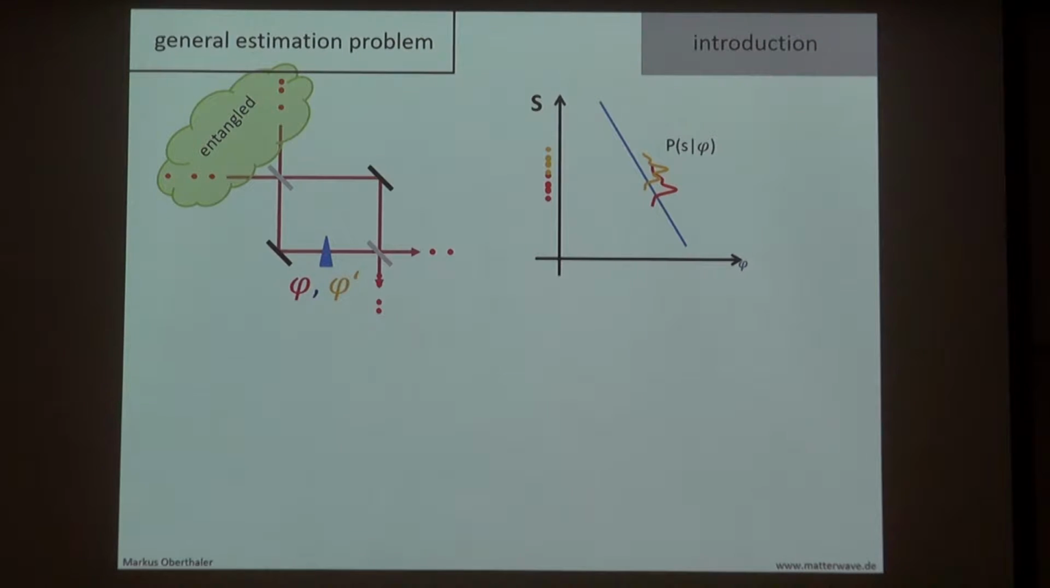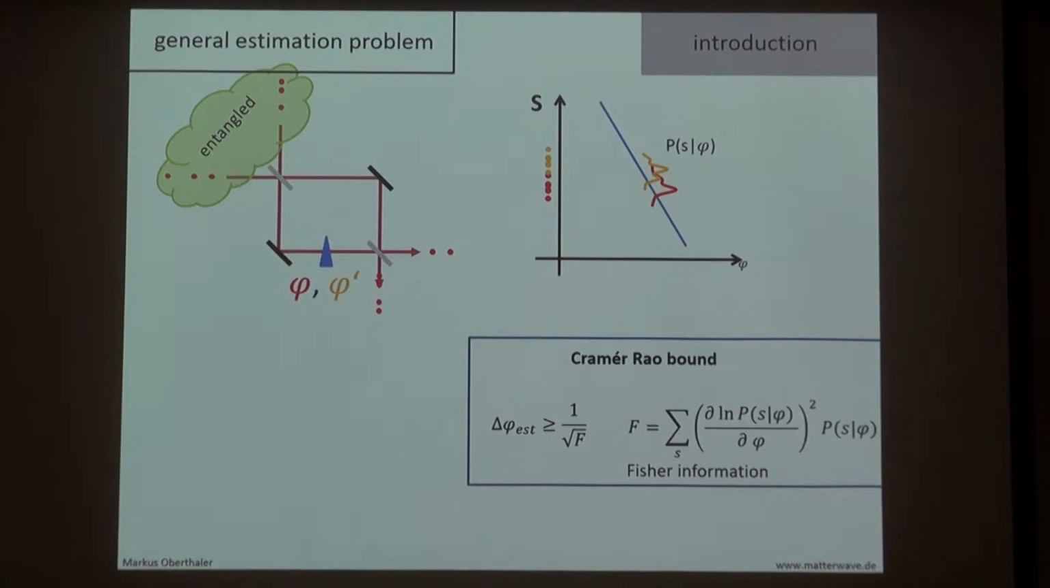Okay? Now, this is a general problem, a classical problem discussed in the 20s of last century. Given you have these conditional probability distributions of phi, how can I estimate from a measurement set the phase phi? And what's the error on it? And that's given by the Cramér-Rao bound, which says the error on the estimation will be 1 over square root F, where F is the Fisher information, which you can calculate from the distribution functions you have.